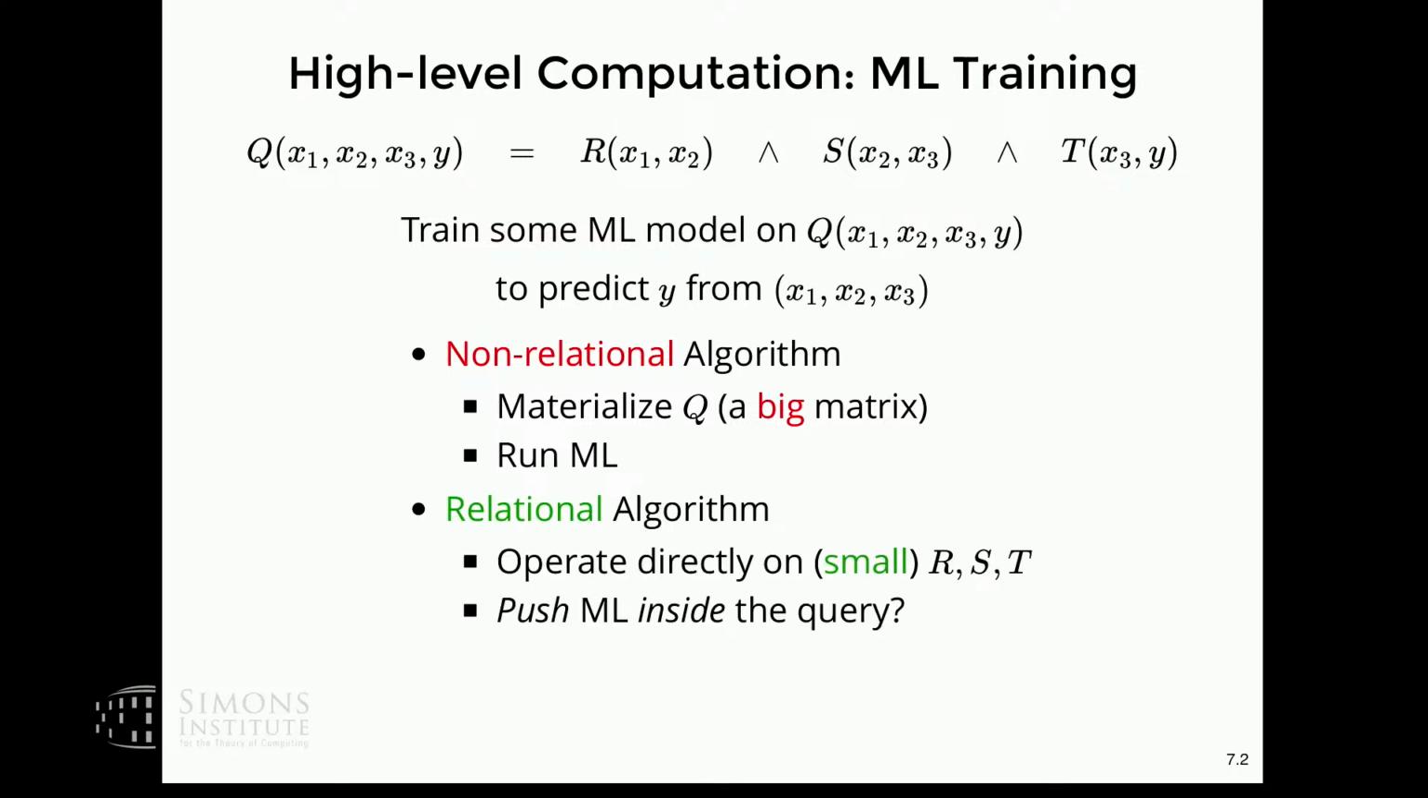Instead, what we are aiming for in this talk is to operate directly on the input tables R, S, T, which are potentially much smaller, asymptotically smaller than Q. In particular, we want to develop a machine learning algorithm that can run directly on those input tables. Said otherwise, we want to push the machine learning inside the query, just like in the previous example, we pushed the aggregate inside the query. So that's what we are hoping to achieve.